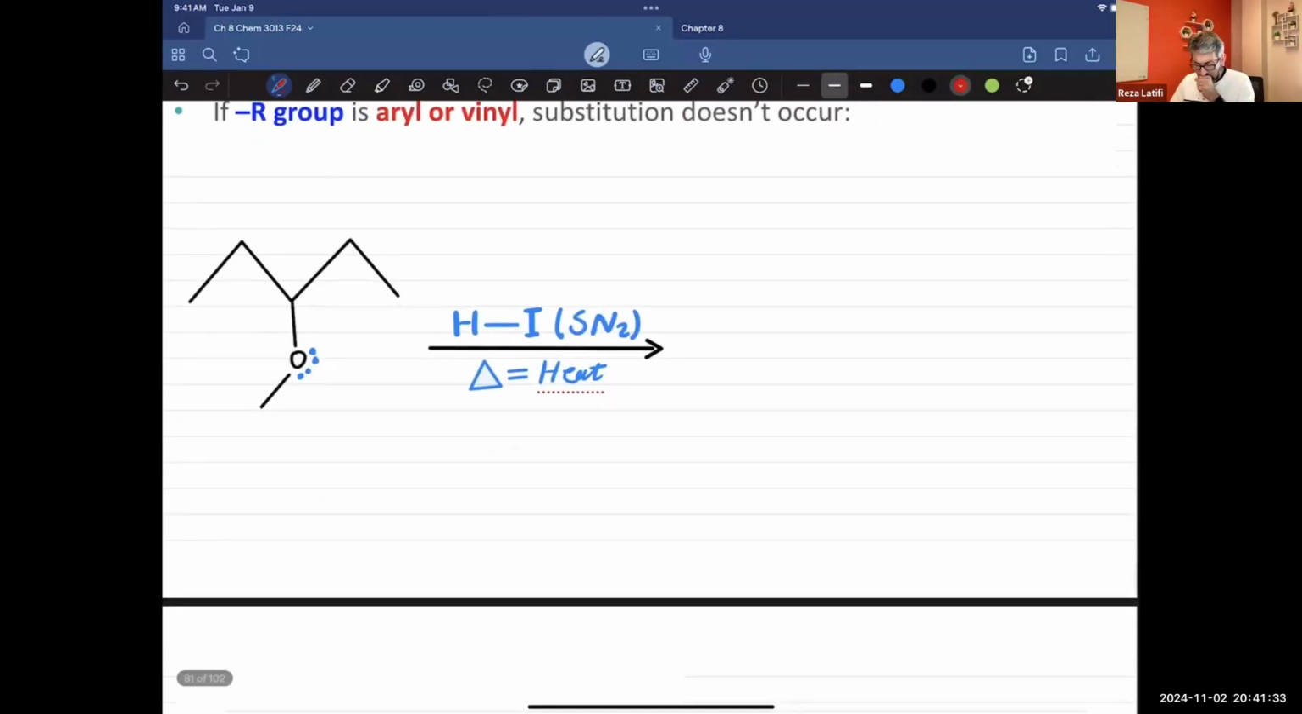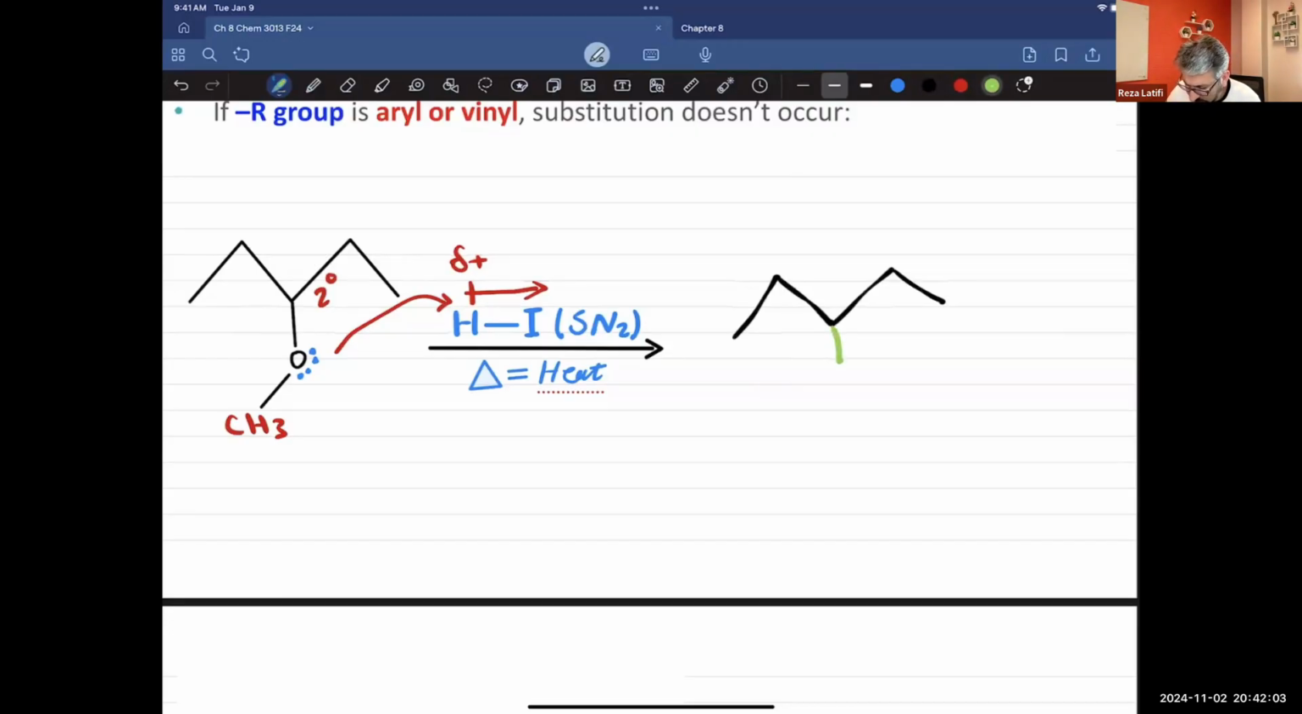For example, in this case, I have a secondary carbon attached to oxygen, and on this side I have CH3. In the first step of this reaction, oxygen will go after hydrogen. Why? Because hydrogen has a positive charge, so oxygen is going to share a lone pair with hydrogen, and we get such an intermediate. Oxygen is now attached to hydrogen, has only one lone pair, and we do have the methyl there. So now we have a positive charge there. This is a secondary carbon, while the one at the bottom is just a methyl group.